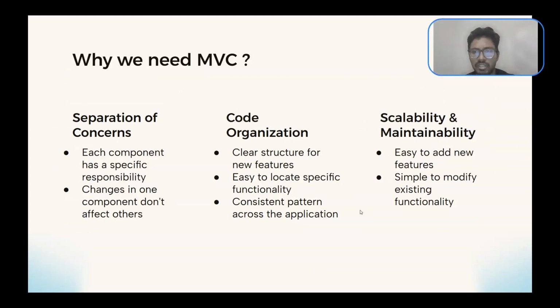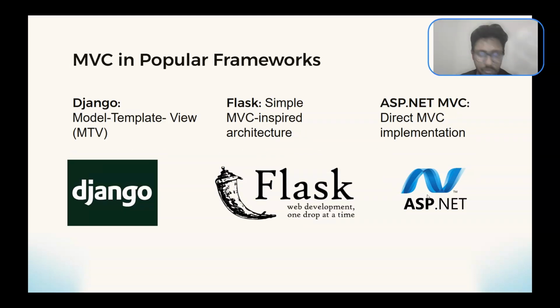Okay. Why do we need MVC? It's because we can perform separation of concerns. Each component has a specific responsibility. Changes in one component do not affect others. Then code organization: how you organize your code clearly so that it's easy to locate specific functionality and change it, with consistent patterns across the application. Then scalability and maintainability: how easy it is to add new features and how simple it is to modify existing functionality, or simple plug and play. That is why we need MVC.